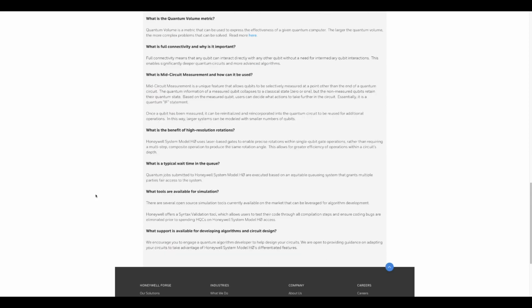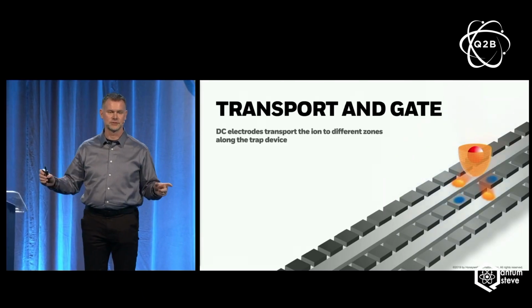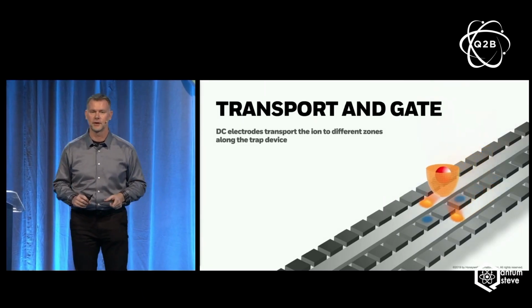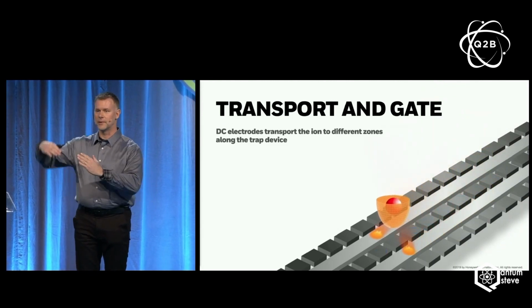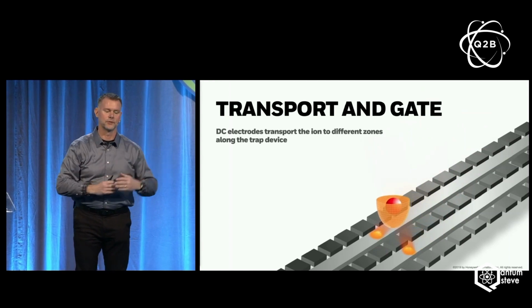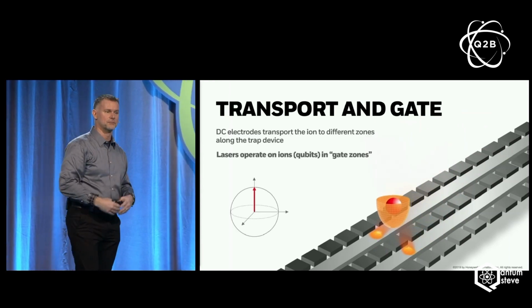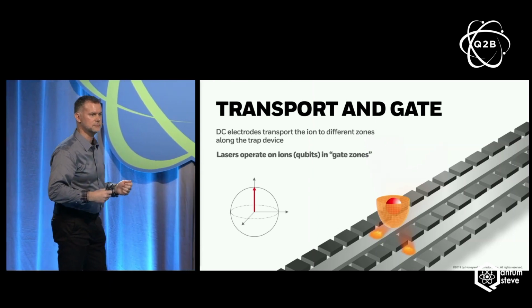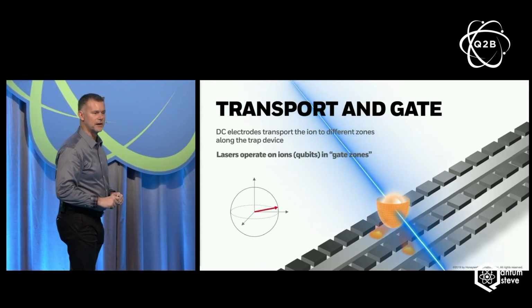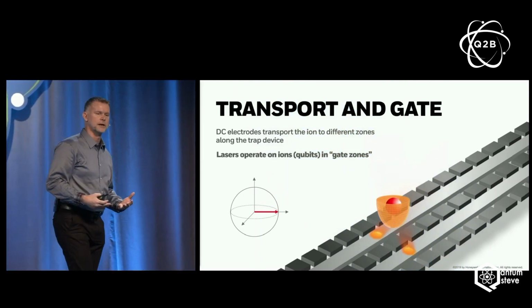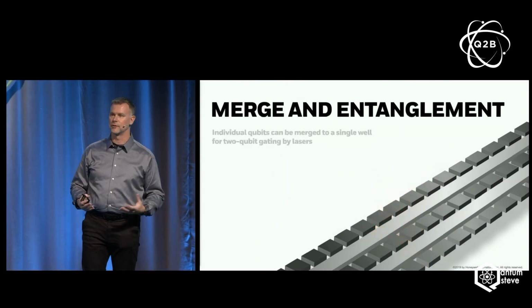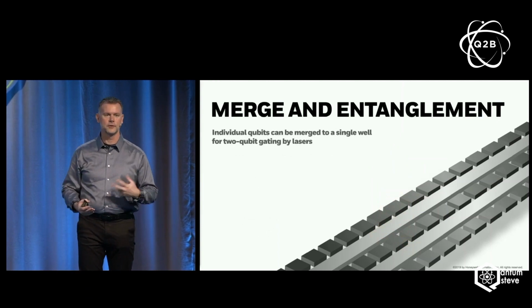What's especially nice about Honeywell's device is the all-to-all connectivity. In a superconducting device such as IBM's, only neighboring qubits can be entangled. To entangle further away qubits, so-called swap gates have to be used, which further increases the errors. Since Honeywell is using trapped ions as qubits, they can physically move them around and entangle all qubits with each other without having to use swap gates.